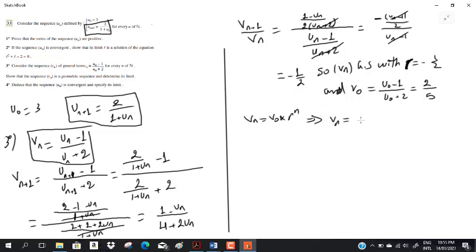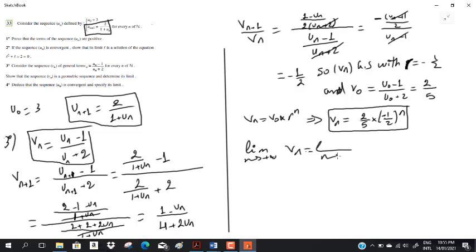Again, Vn equal V0, which is 2 over 5, times the common ratio, which is minus half, power n. Vn equal V0 times R power n. It's not half, it's minus half. Now I have to calculate the limit. Limit as n tends to plus infinity of Vn equal limit as n tends to plus infinity of 2 over 5 times minus half power n. 2 over 5 stays 2 over 5 because it's independent of n, but minus 1 over 2 power n as n tends to plus infinity is 0 because minus half is between minus 1 and 1, so the answer is 0.